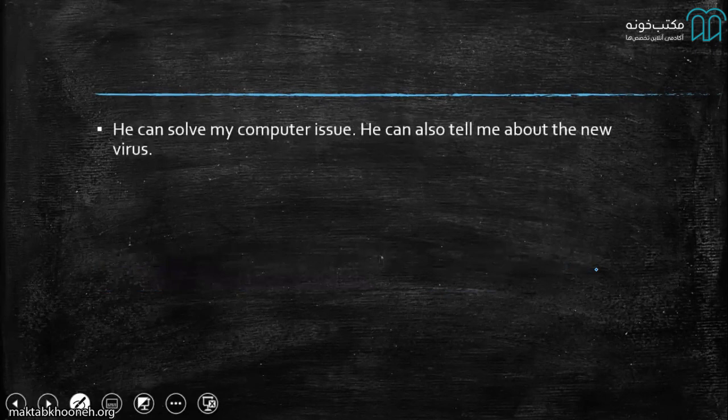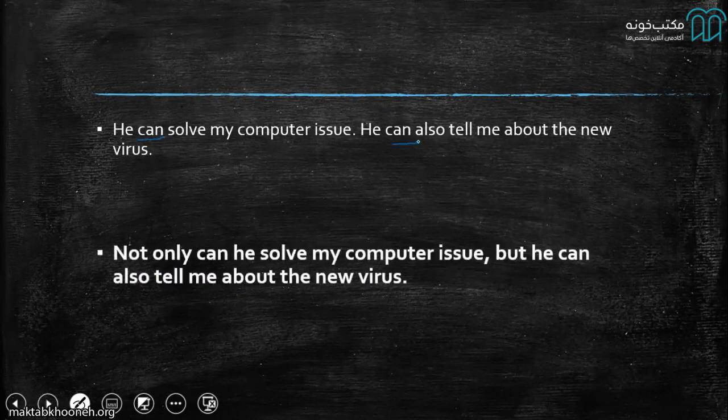Now let's look at another one. He can solve my computer issue. He can also tell me about the new virus. Again, two separate sentences. Both parallel because they both have can in them, right? Now I'm going to bring in not only but also. Not only can he solve my computer issue, but he can also tell me about the new virus. Again, I added not only and but also. But it's a little bit more complicated than that.